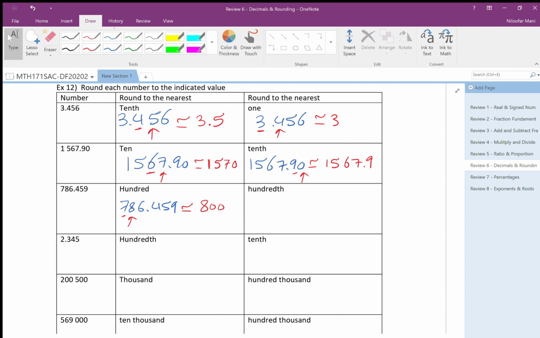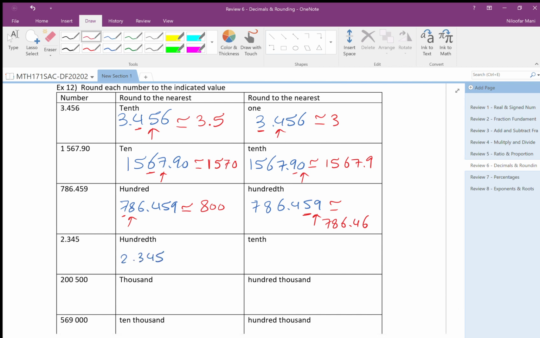How about here? 786.459. I underline 100. I underline that. Check that. It is almost 786.46. Okay, good. How about this one?